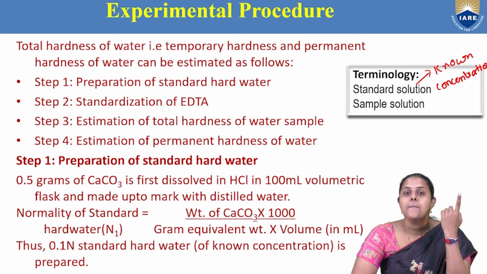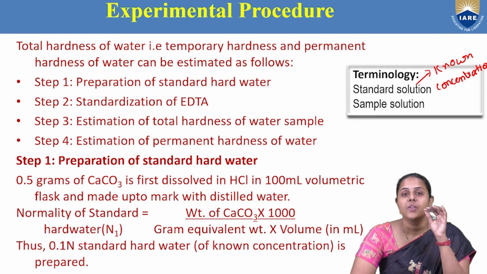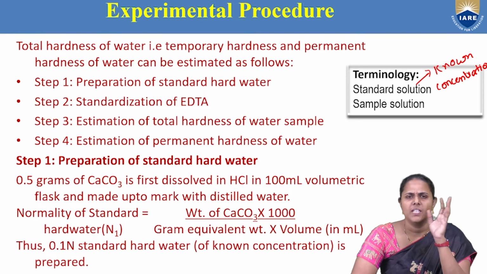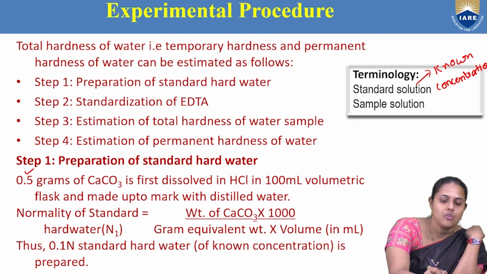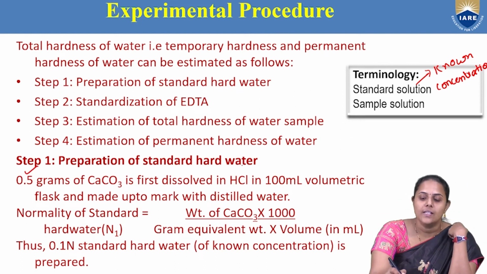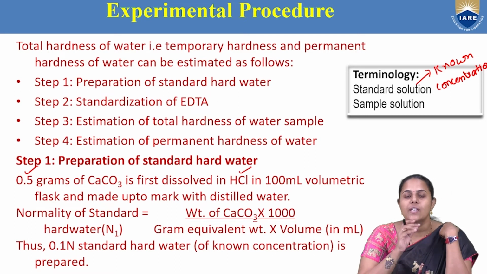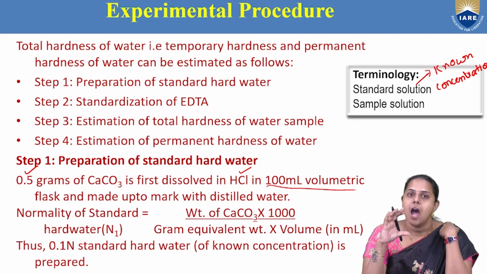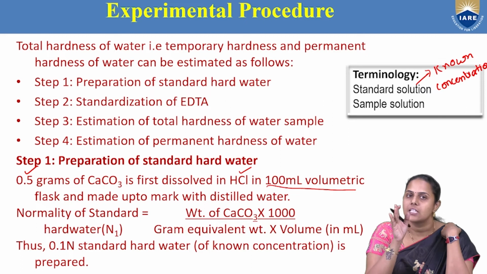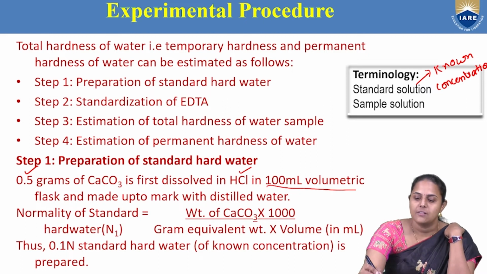The first step is preparation of standard hard water solution. Here we can choose calcium carbonate or magnesium carbonate, anything, but I have taken calcium carbonate. For this step, we need to take 0.5 grams of calcium carbonate and dissolve it in HCl. We are preparing 100 ml of standard hard water solution, so 0.5 grams of calcium carbonate is taken and transferred into a 100 ml volumetric flask.